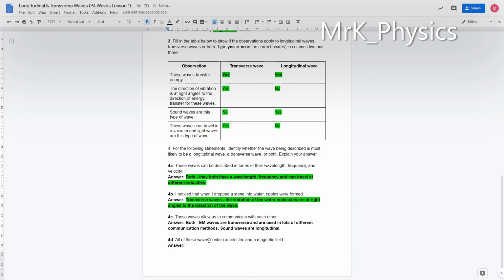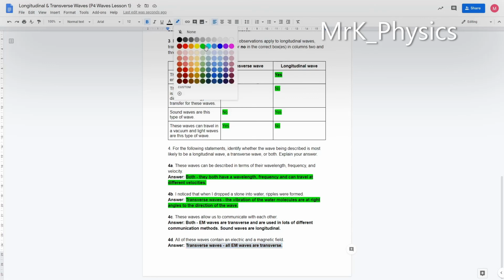All of these waves contain an electric and magnetic field. Well, not every single transverse wave has an electric and magnetic field, but all of the waves that have an electric and magnetic field, which are EM waves, are transverse. All EM waves. And EM, as you might have just seen there with the predictive text, is electromagnetic waves. Electromagnetic because it's electric and magnetic fields that make it up.